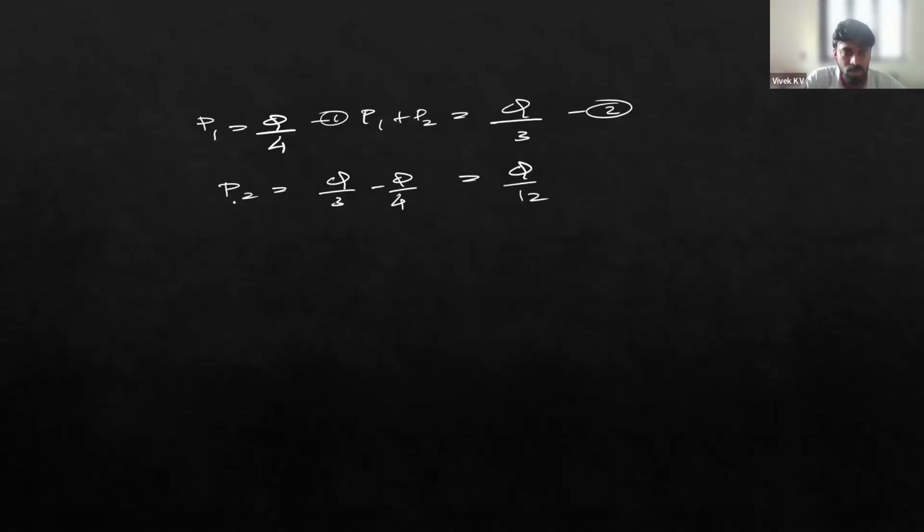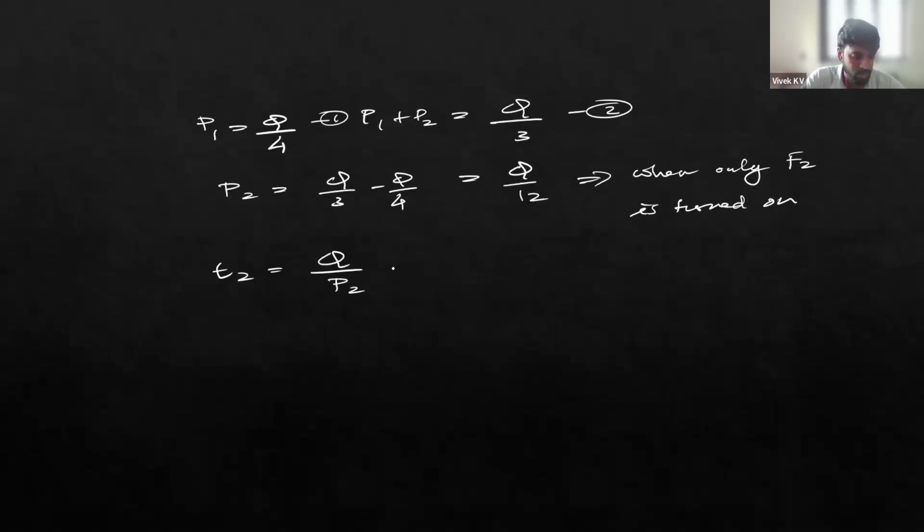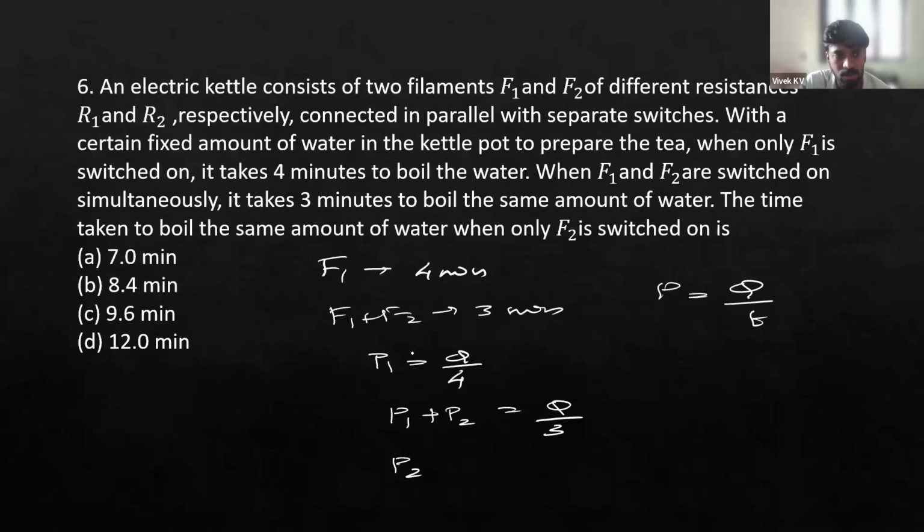So P2 is the power produced when only filament F2 is turned on. Here the time T2 will be equal to Q by P2, which is Q by Q by 12. Q and Q will get cancelled, and 12 goes to the numerator. So the time taken will be 12 minutes. This is the amount of time needed when only the element F2 is turned on. So the answer will be option D, which is 12 minutes.